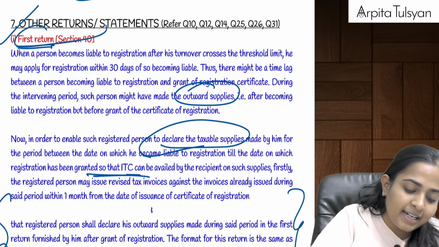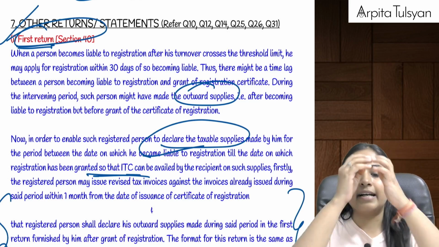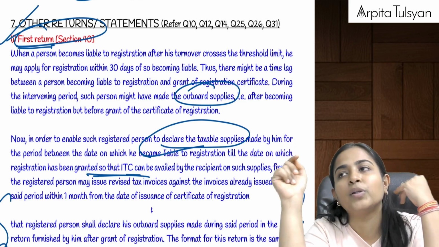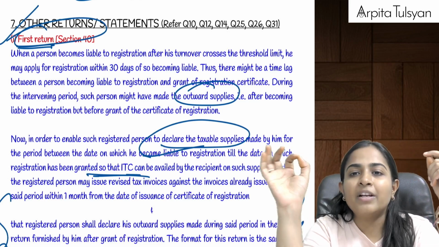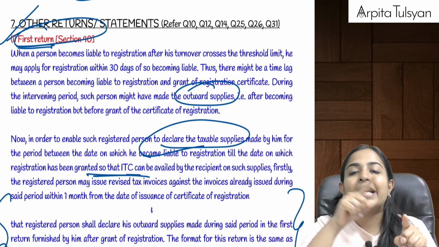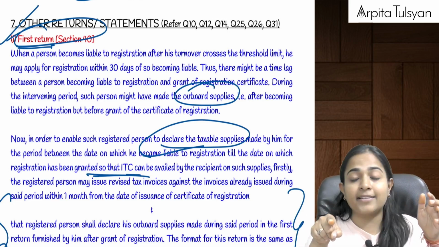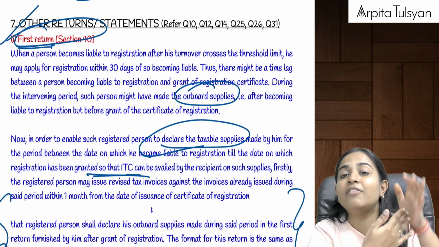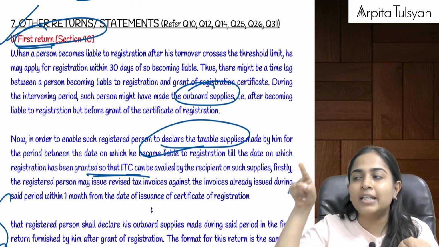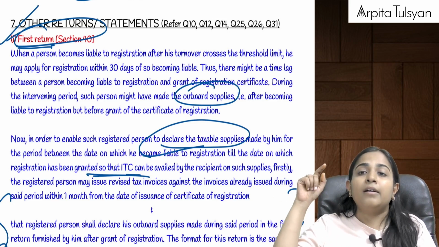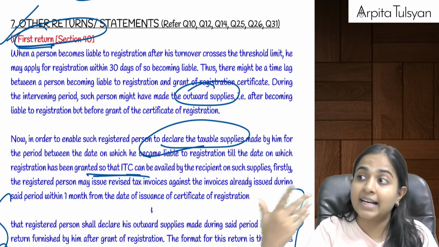Okay, now do you recollect in the registration chapter? Okay, first return coming under section number 40. Do you recollect in the registration chapter we had studied that in registration chapter also and in invoices chapter also we studied about revised invoices. Do you recollect that concept? Okay, whenever a person becomes liable for registration, if he applies for registration within a time period of 30 days, then his registration certificate will be granted with effect from the day when he was liable for registration. So for this period, that is the day when he became liable for registration till the date his registration certificate was granted, for this period he can issue revised invoices in which he can collect GST.